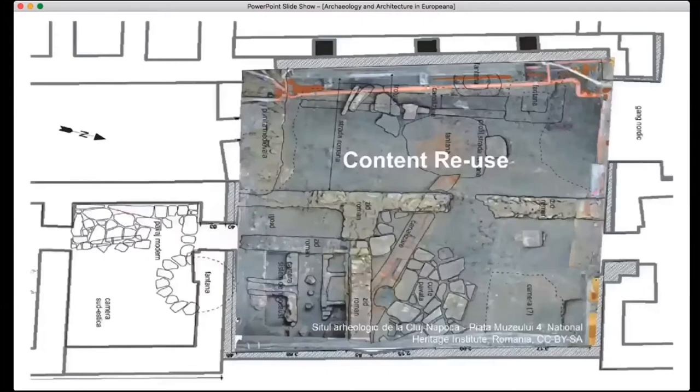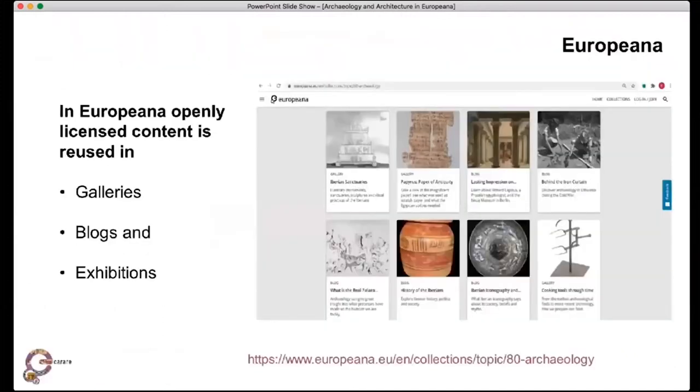Those were some examples of archaeological content Carare has helped to publish. There are more than 2 million archaeology items to browse on Europeana. Now I'd like to show you some examples of how the content is being reused in Europeana's galleries, blogs, and exhibitions, starting from galleries.